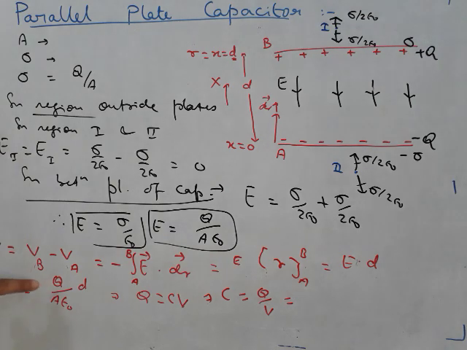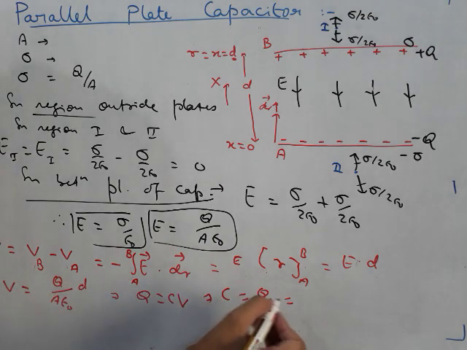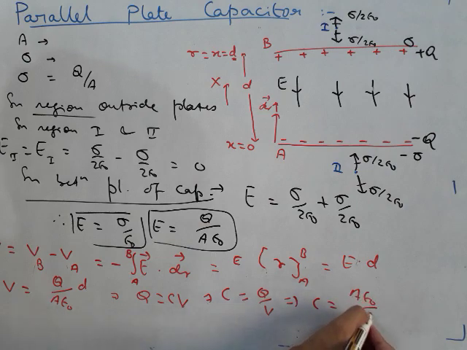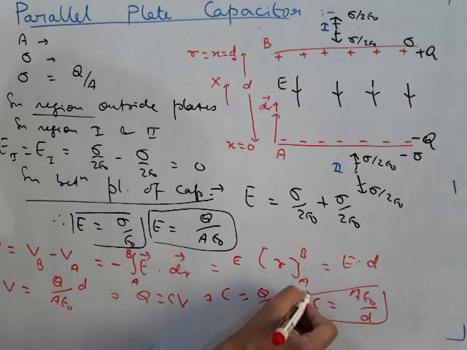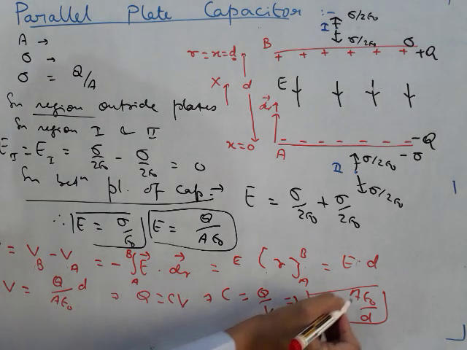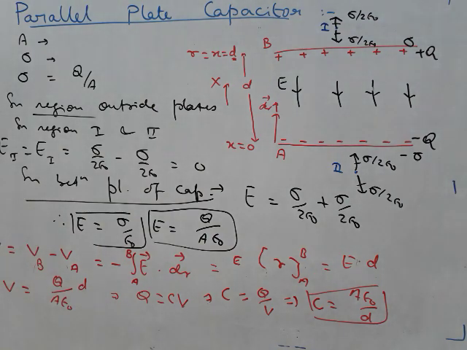And if you see this particular expression, Q upon V will become how much? It will become A epsilon naught upon D, and this is what we wished to derive. So this is the formula for capacitance due to a parallel plate capacitor. It is given by the formula A epsilon naught by D.